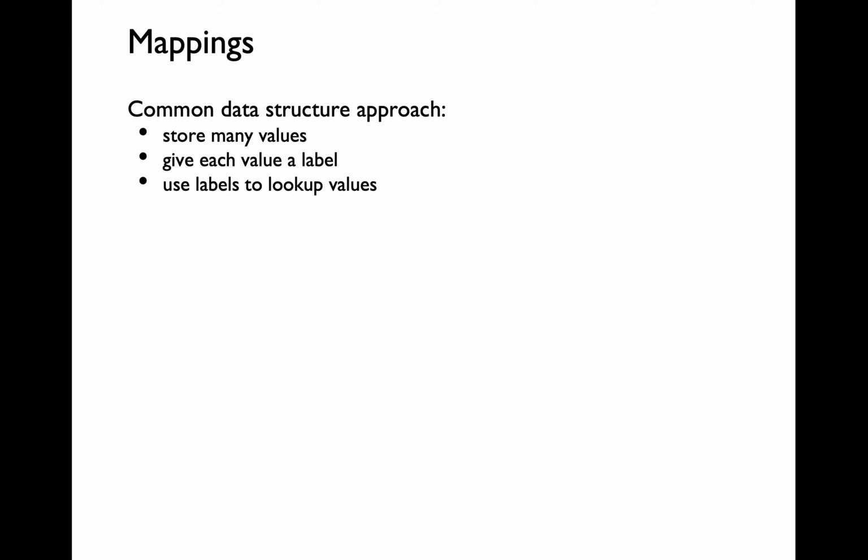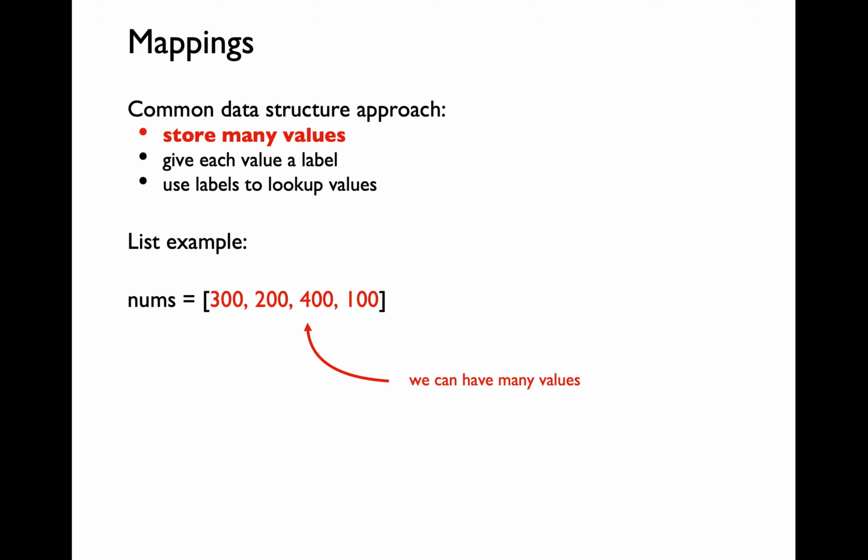Data structures in general can store many values. You will associate a specific label with each of those values, which will enable you to look up that particular value. The first example for mapping-based data structure is going to be the list data structure. Here I have an example list called nums, which is storing 4 items of 300, 200, 400, and 100.